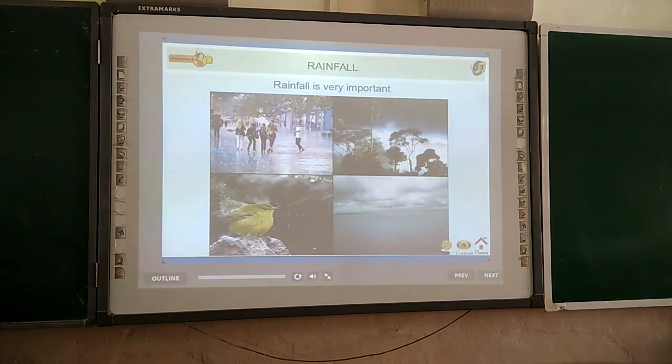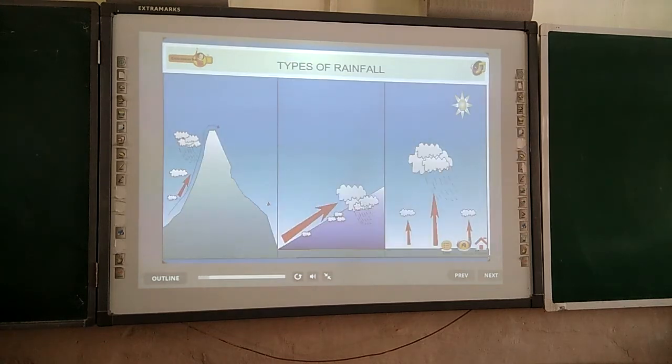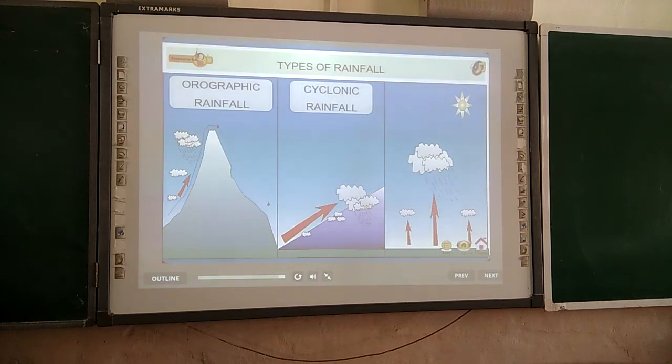Rainfall is important for the survival of human beings, plants, and animals, and for bringing fresh water to the earth's surface. There are three different types of rainfall: orographic rainfall, cyclonic rainfall, and convectional rainfall. Let us discuss each of them in detail.